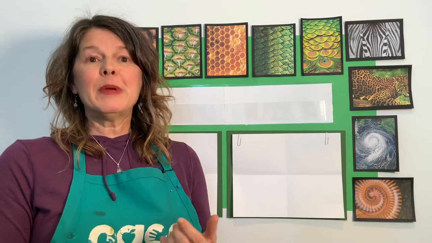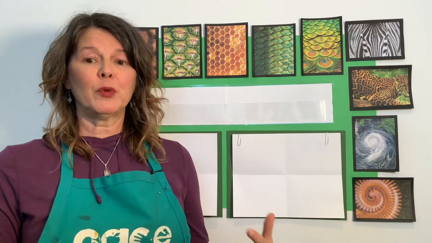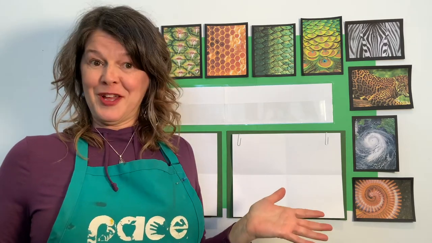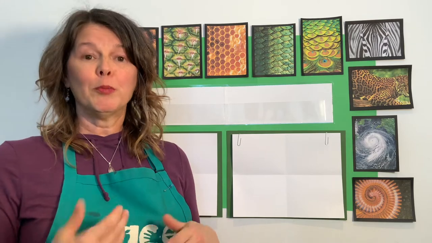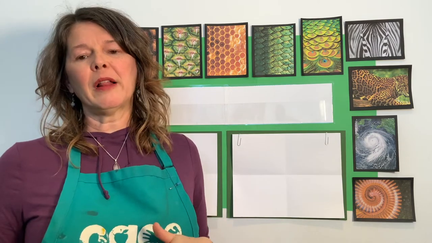Perfect. A, B, C, A, B, C. That means we have to have three different objects in our pattern, and they have to repeat itself. So let's do this with a color. Let's use primary colors. That'll be fun. Red, yellow, blue. Red, yellow, blue. We can clap that out too.